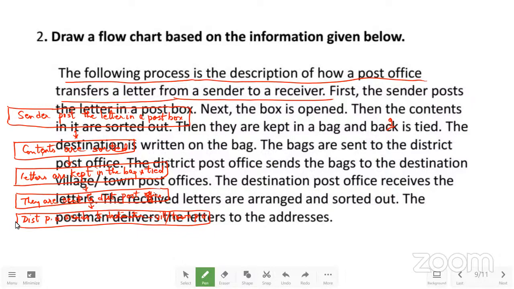Till now, how many did we write? 1, 2, 3, 4, 5. We have already written. Next. What is the next one? Destination post office receives letters. Once the destination post office receives the letters, what do they do? They sort them out. Letters are sorted.